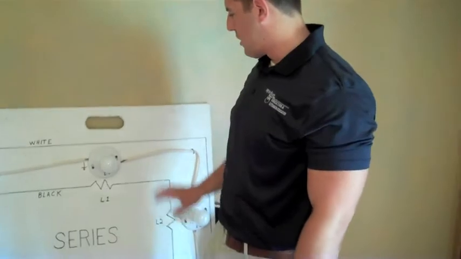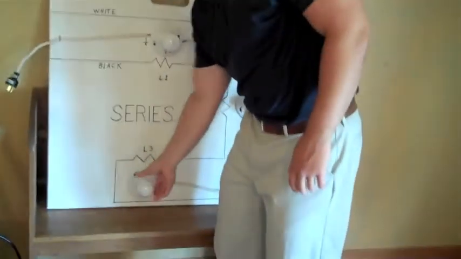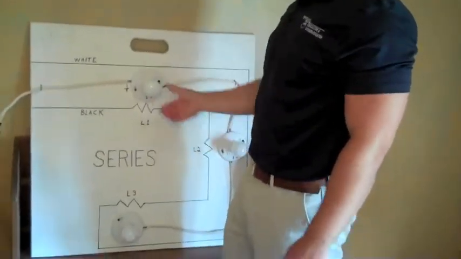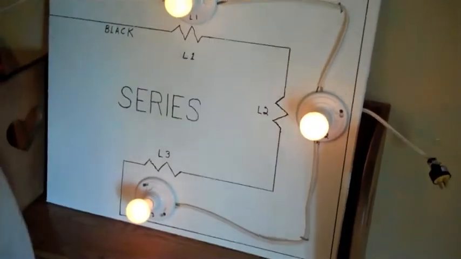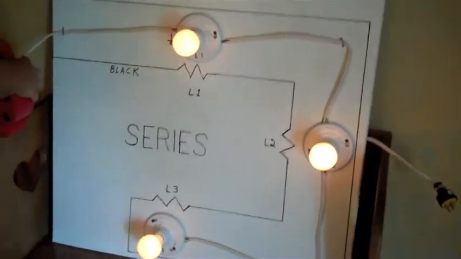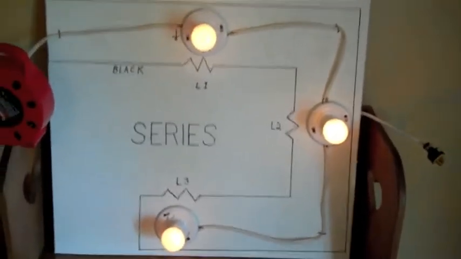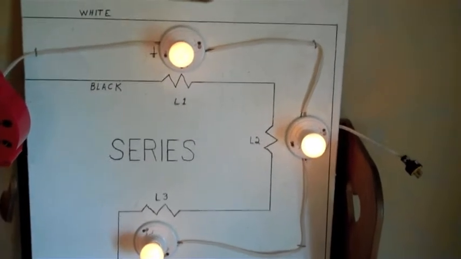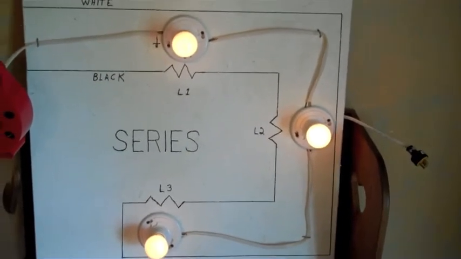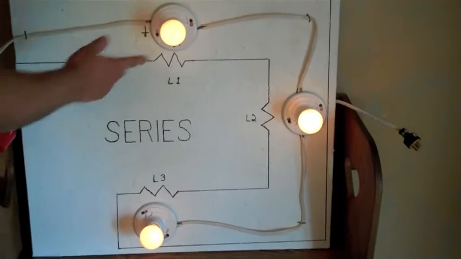So now what I want to show you is, whenever we plug this in, all 3 light bulbs should turn on. And I will plug this in. And as you can see, all 3 light bulbs light up whenever I plug this in. But since we're in a series circuit, if I were to remove one of these light bulbs, the other 2 will turn off. And I will do that.